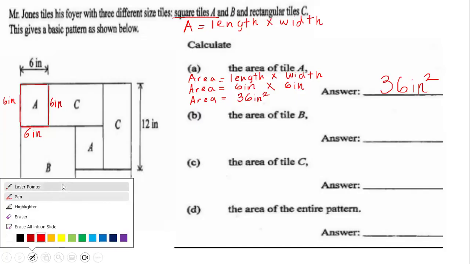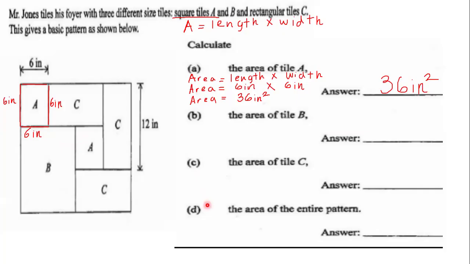So anyone got B? So we got A. Anyone got B? I think I understand the width.